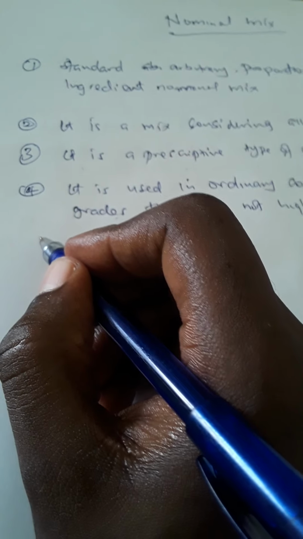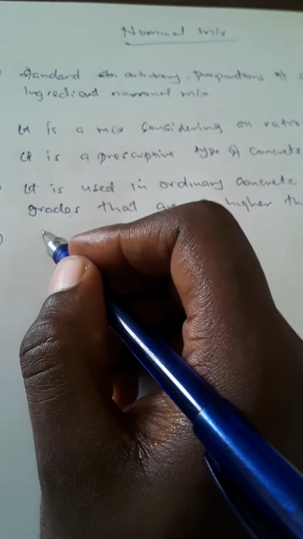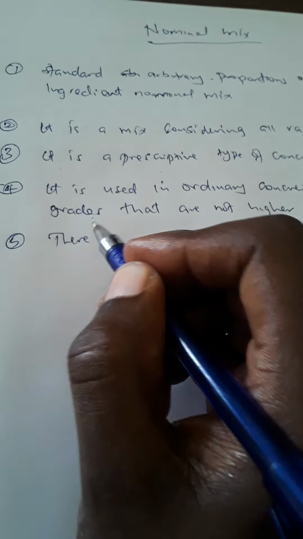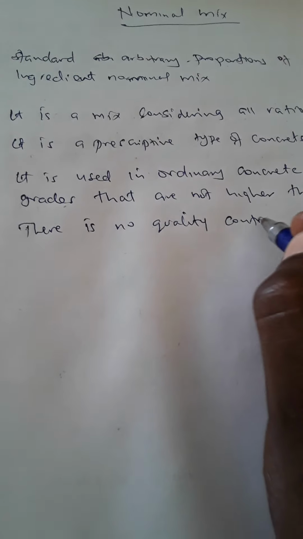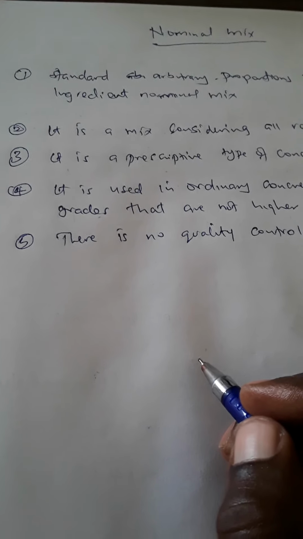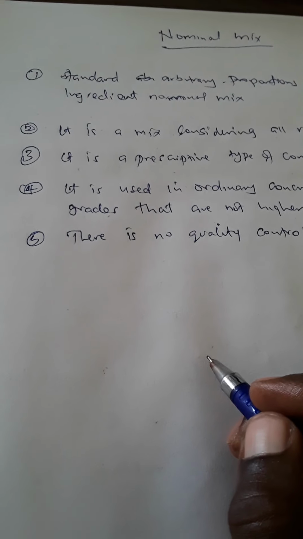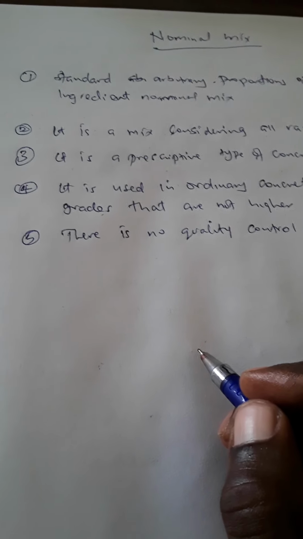And then the next point that we are going to note, so that we can know the difference between the nominal mix and the design mix, is that when it comes to the nominal mix, there is no quality control. Remember that we have said in the design mix there is quality control. It is the design mix that considers quality control. But for nominal mix, there is no quality control. So that is another difference between the design mix and the nominal mix. In the design mix, there is quality control, and in the nominal mix, there is no quality control. And also, nominal mix is used in ordinary concrete, which is not higher than class 20 of concrete.